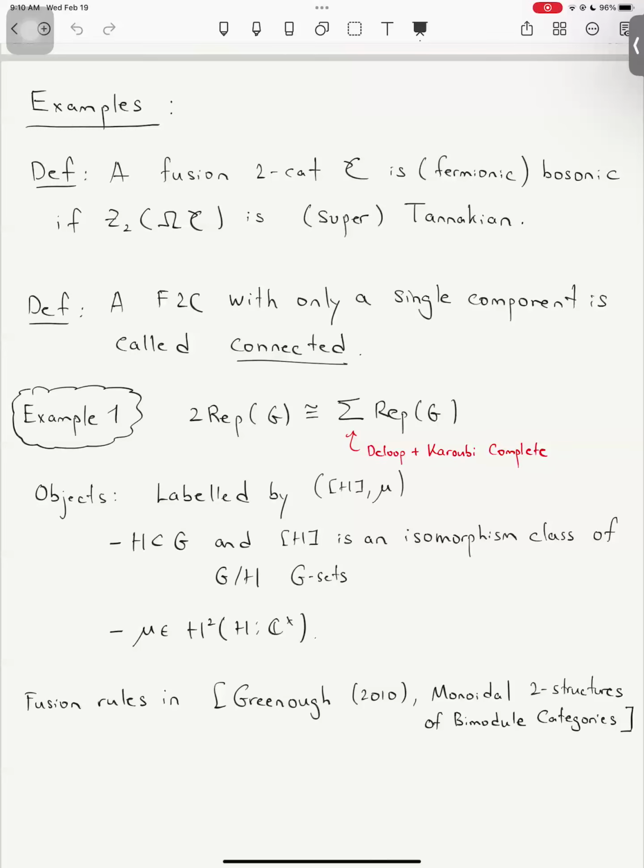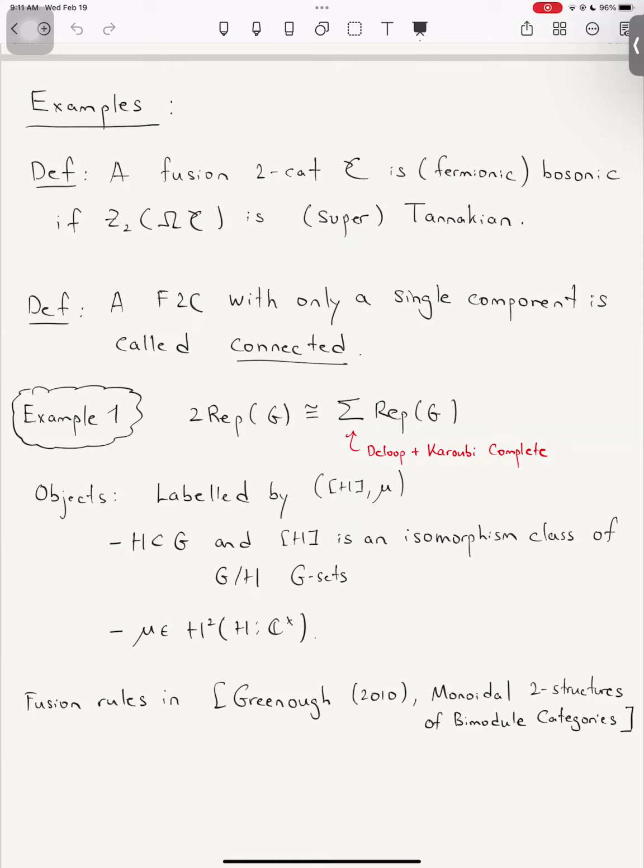Let me first introduce two types of fusion two categories: fermionic and bosonic fusion two categories. To see if a fusion two category is fermionic or bosonic, you look at the loops of this fusion two category, and you take Z2 of this, which is the Müger center. This is the Müger center of a braided fusion one category, and you see if it's super Tannakian or just Tannakian. If it's super Tannakian, then it's going to be fermionic. If it's just Tannakian, it's bosonic. And our classification stratifies into these two types of cases. These cover all the fusion two categories that you would want.